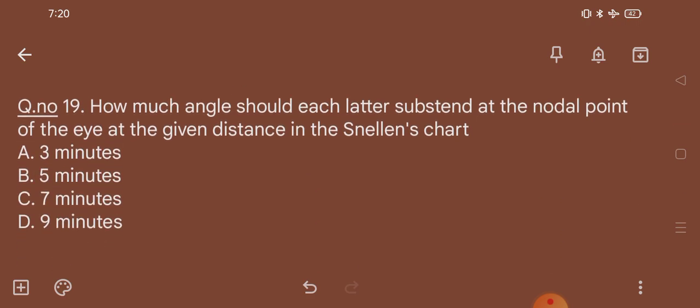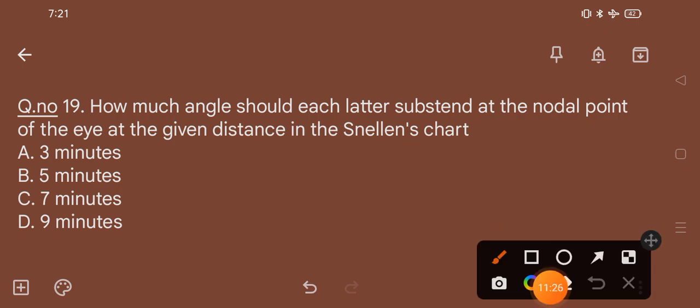Question number 19: how much angle should each letter subtend at the nodal point of the eye at the given distance in the Snellen's chart? Option A 3 minutes, option B 5 minutes, option C 7 minutes, option D 9 minutes. The correct option is option B, that is 5 minutes.